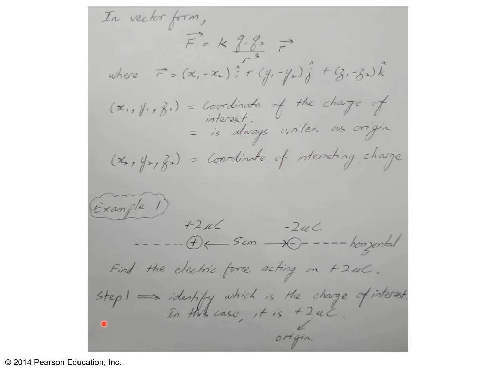So step 1, we have to identify which of these two systems is the charge of interest. So remember what I told you? Charge of interest is the one that the question wants you to calculate. Now, obviously, the question wants us to calculate the force acting on positive 2 microcoulomb. So automatically, we are going to label the location or coordinate of positive 2 microcoulomb as the origin.